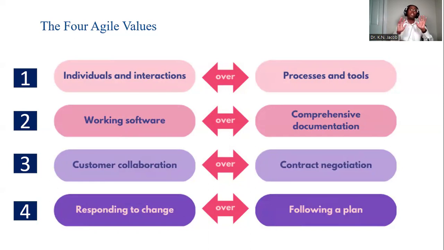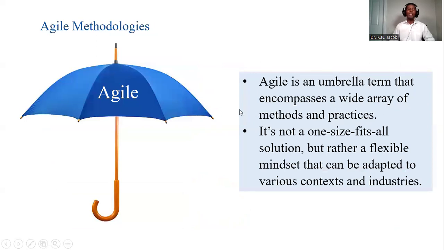So if there is any methodology, allow me to use that term, methodology, that employs these 4 values, then that methodology, we deem it as Agile, if it follows these 4 values. Because Agile is an umbrella term that encompasses a wide array of methods and practices. It's not a one-size-fits-all solution, but rather a flexible mindset that can be adapted to various contexts and industries.